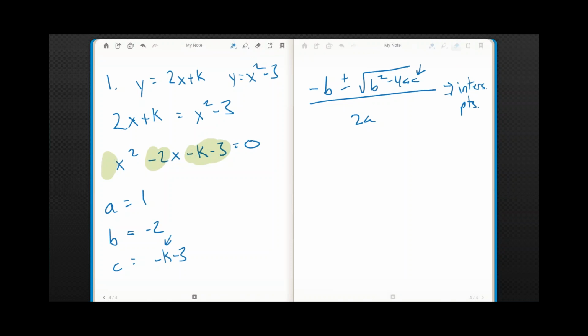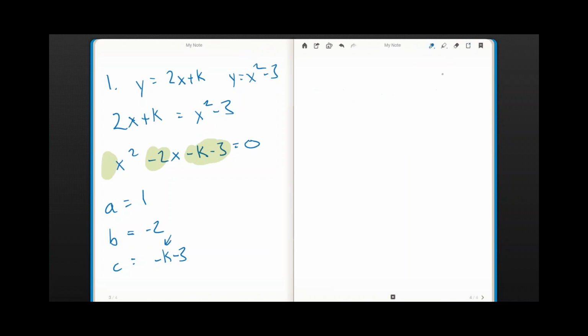So what do I need to do? The question doesn't ask me to find the intersection points. It asks me to solve for k so that I have two intersections. How do we know if there's two intersections? Well, that happens when b squared minus 4ac is a positive number, back from the page we started with.